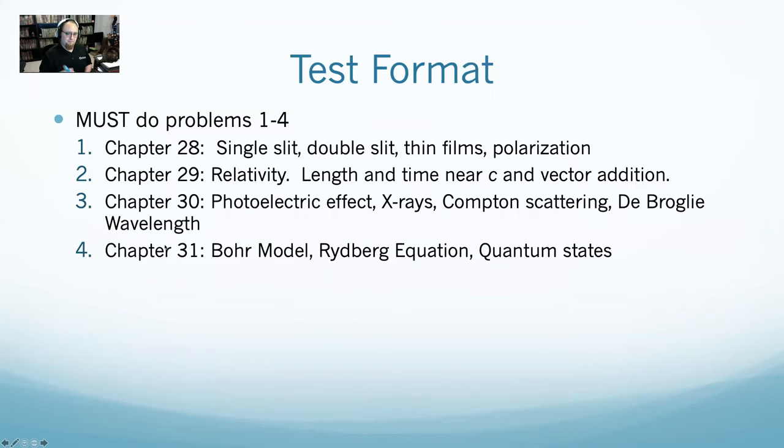And once again, here is the setup. Your first problem will be the wave nature of light. It'll either be single slit diffraction, double slit diffraction, thin films, or polarization, or a combination. The second problem will be relativity. It'll either be length at relativistic speeds, or time at relativistic speeds, or vector addition at relativistic speed, or a combination. The third problem will be from chapter 30. It'll either be photoelectric effect, or X-rays, or Compton scattering, or de Broglie wavelength, or a combination. The fourth problem will either be about the Bohr model, or the Rydberg equation, or the quantum states in the Schrodinger equation I've been doing.